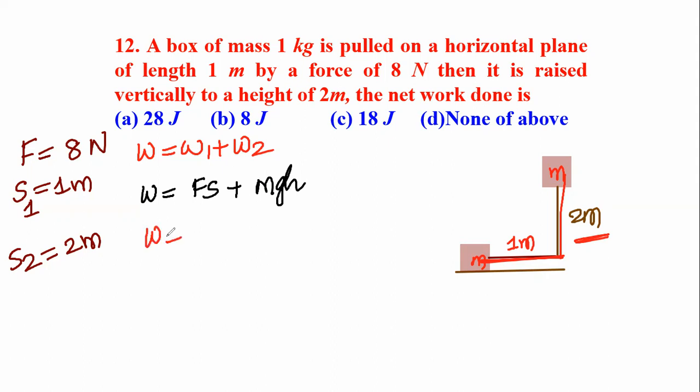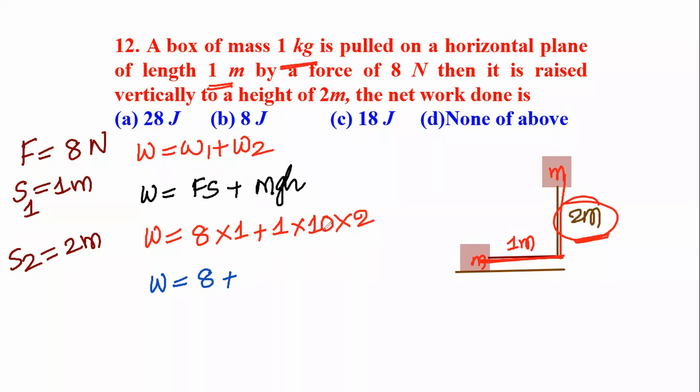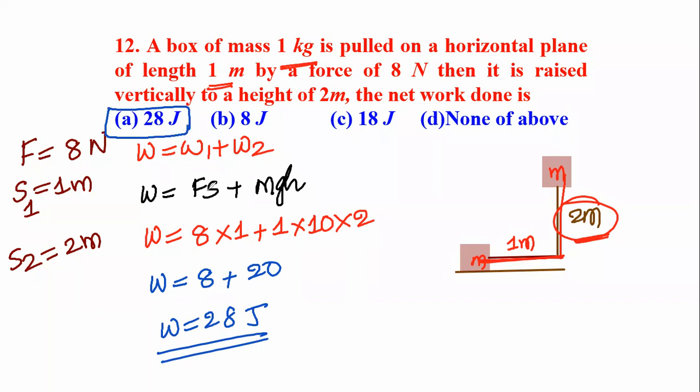Then W is equal to, what is the F? F is 8 newtons. S is taken as 1 meter. Plus mass is taken as 1 kg, acceleration due to gravity 10, into it is lifted to a height of 2 meters. Therefore, work done W is equal to 8 into 1, 8, plus 2 into 10, 20. Therefore, work done W is equal to 28 joules. Right?